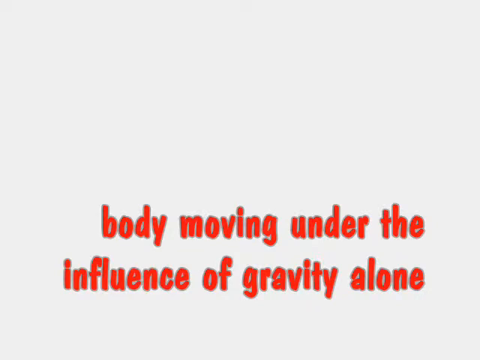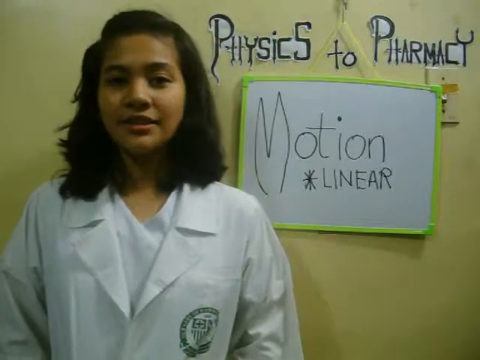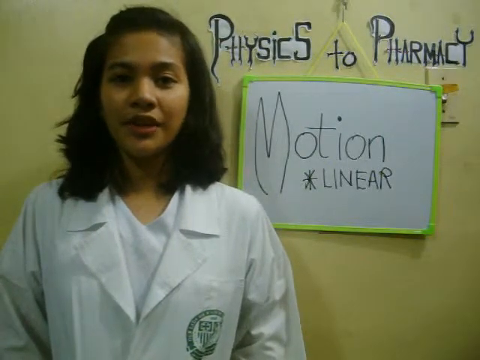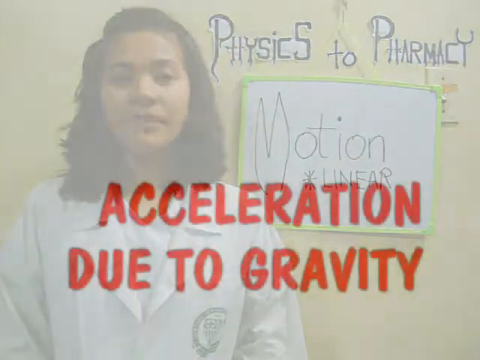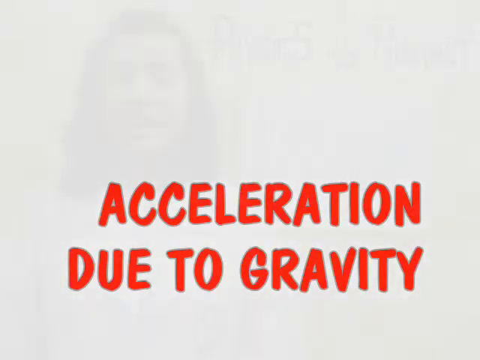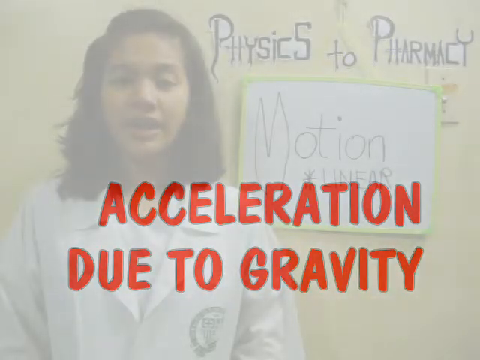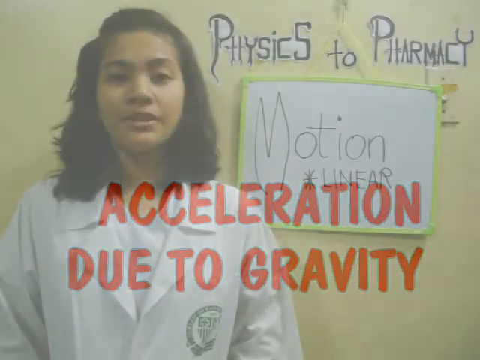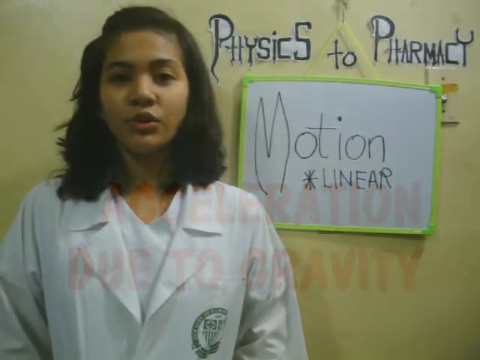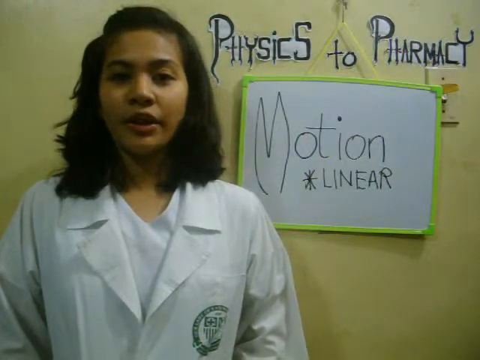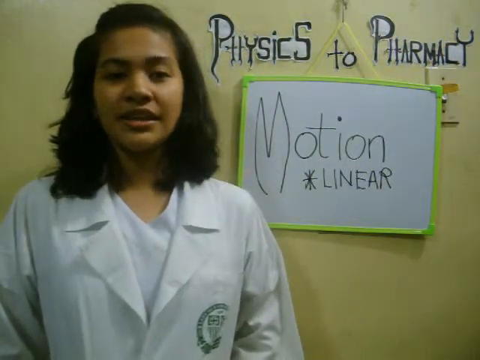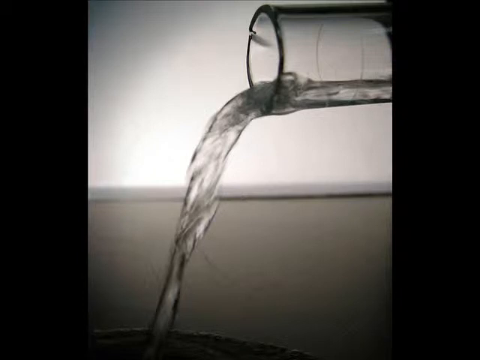All objects in free fall near Earth accelerate at the same rate. This rate is called the acceleration due to gravity, denoted with the symbol g, with the approximate value of 9.8 meters per second squared, or 981 centimeters per second squared, or 32 feet per second squared. When the acceleration is directly downward, this acceleration is negative. Let's take this as an example for free-falling motion.